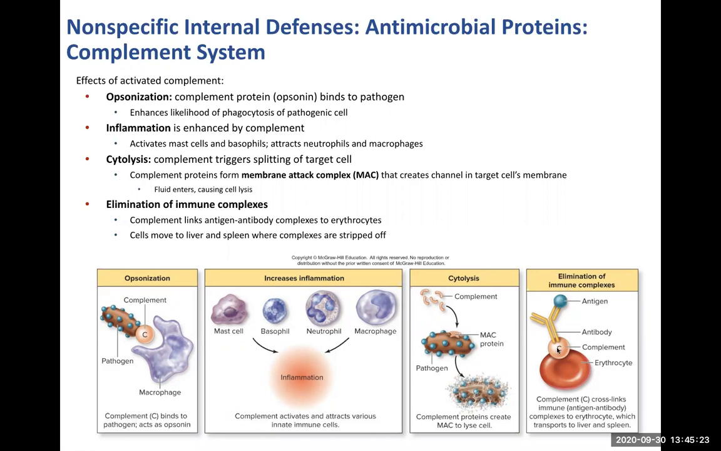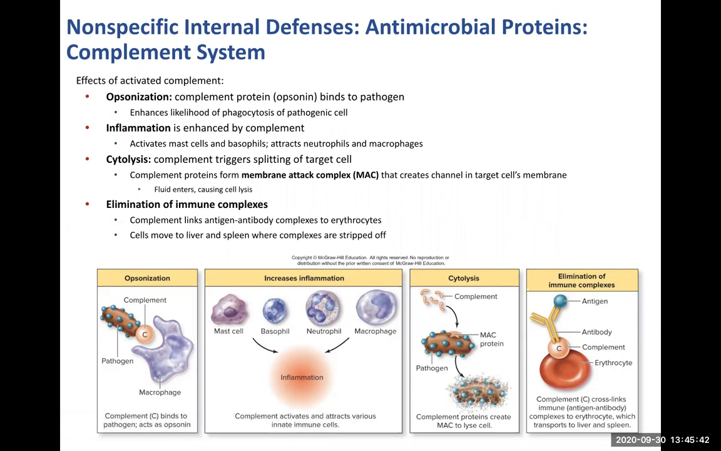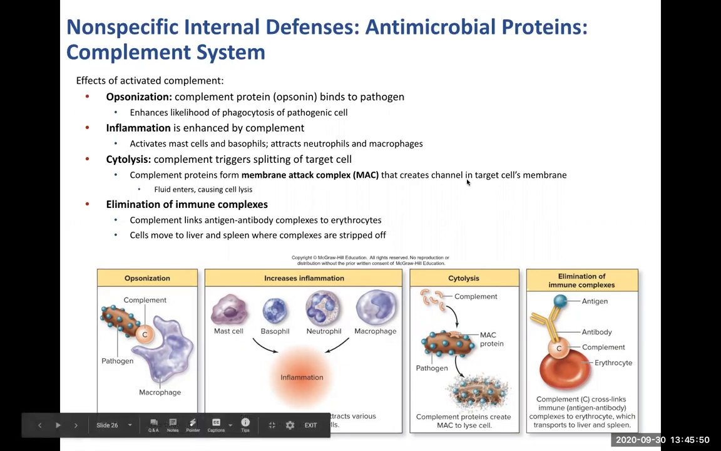And when complement is around, complement will bind to what we call the Fc portion of the antibody. Then that complement is able to dock onto a red blood cell. Those red blood cells will shuttle this whole immune complex to lymphatic structures like the spleen or to the liver. And then once there, immune cells like macrophages will take care of those immune complexes.